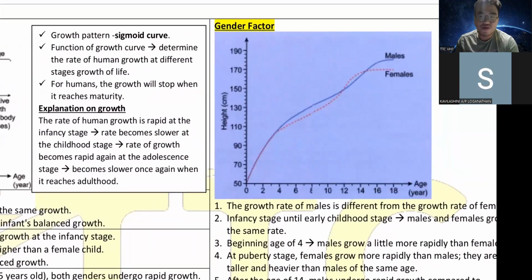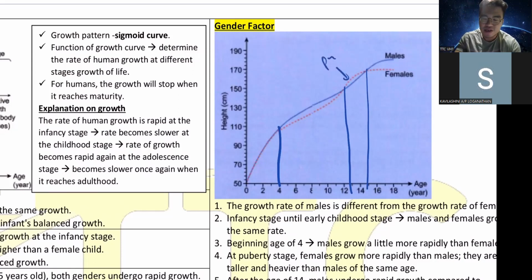Then males and females grow differently. Remember, in kindergarten, girls and guys will be the same height. Then in primary school, guys will be taller. Then at the beginning of secondary school, girls will be taller. And then towards Form 5, guys are taller than girls again, because girls hit puberty first.